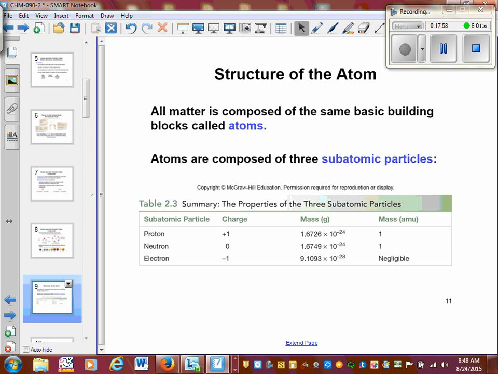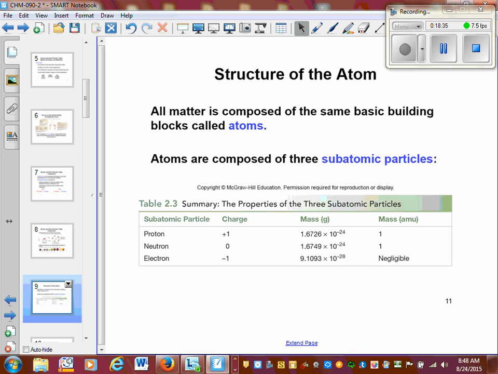So, all matter is composed of atoms. Atoms, in turn, are composed of subatomic particles. We're just going to talk about the 3 main ones. We're not going to go into quarks and mesons and gluons. A proton has a charge of +1. Its mass is 1.6726 times 10 to the minus 24th grams. Its mass in terms of atomic mass units, that's what AMU stands for, is 1.